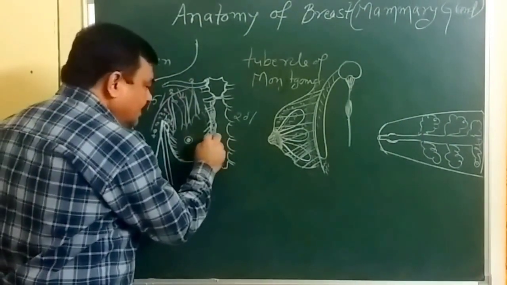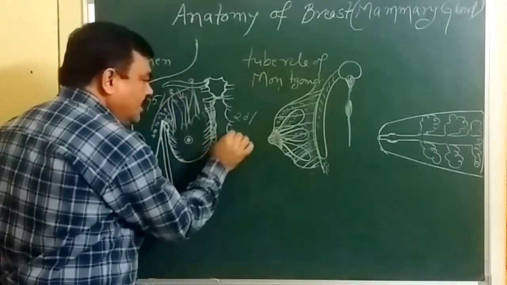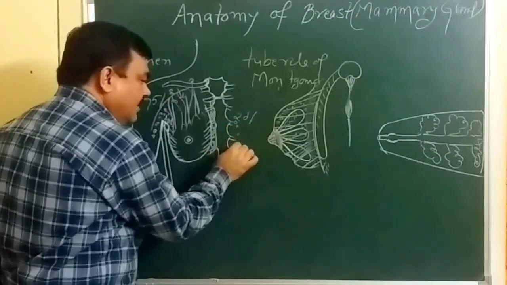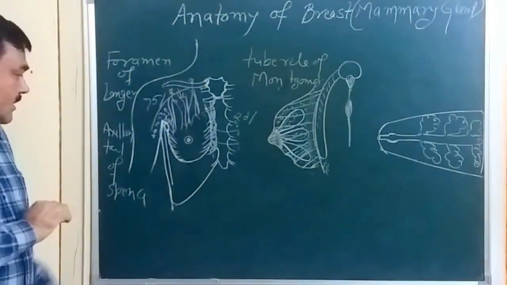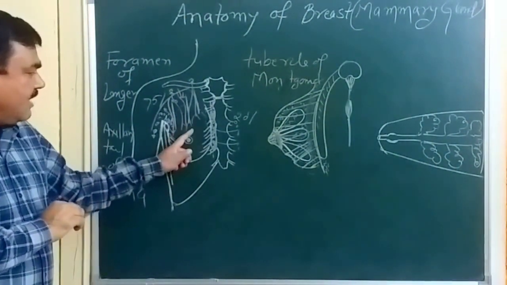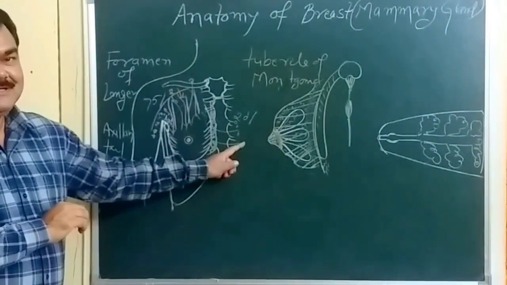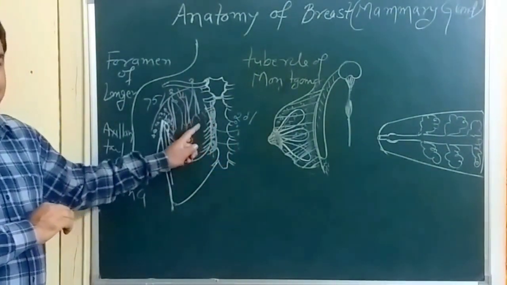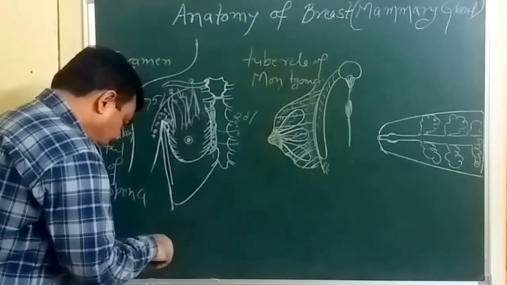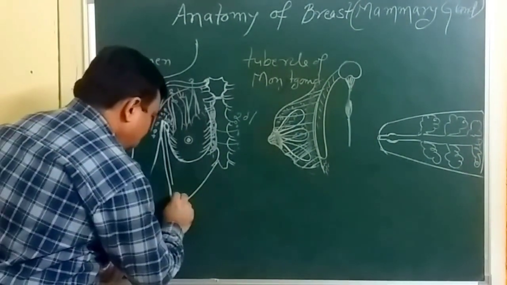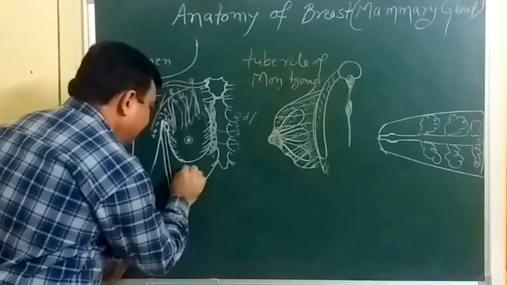Some lymphatics cross from one side to the other side, to the parasternal lymph nodes of the opposite side. This is the reason why carcinoma of one breast may spread to the other breast. And on another side where lymphatics go, here is the position of the diaphragm.